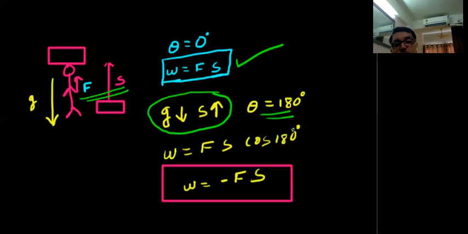Now let's look at the third example, where we said that, oh, I think we have already done that. When a body is moving in a circular motion, theta equals 90 degrees. Remember, when a body is moving in a circular motion, theta equals 90 degrees. So work equals 0.